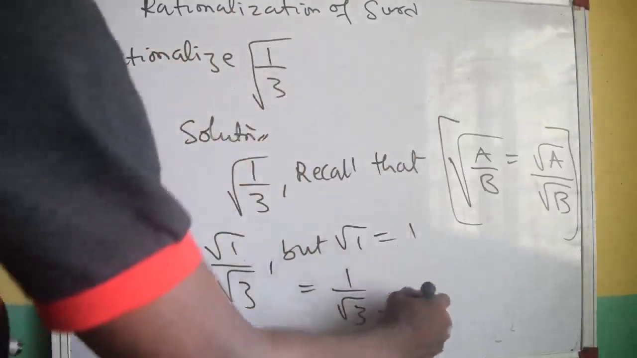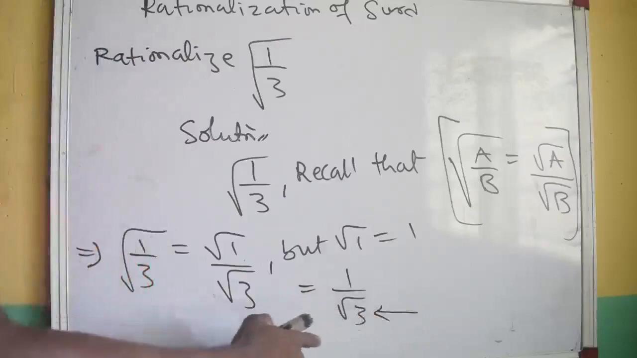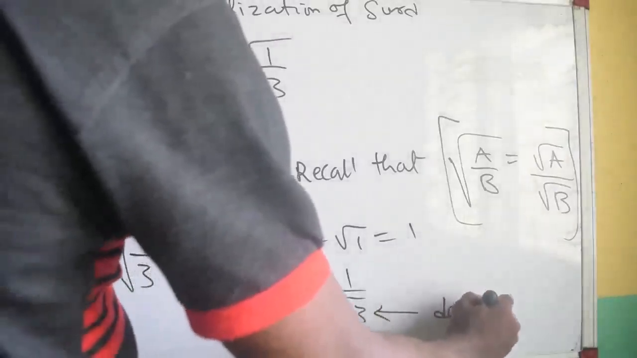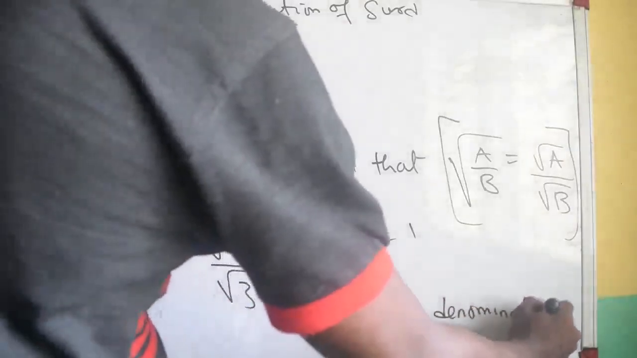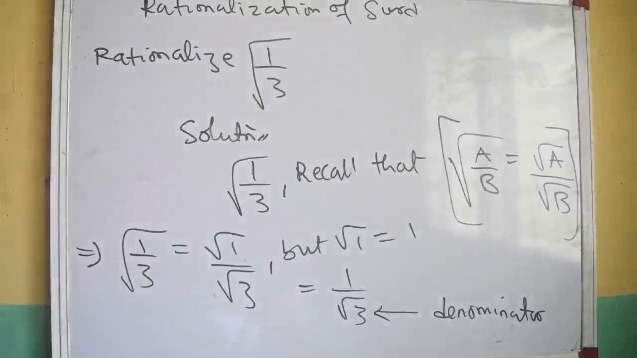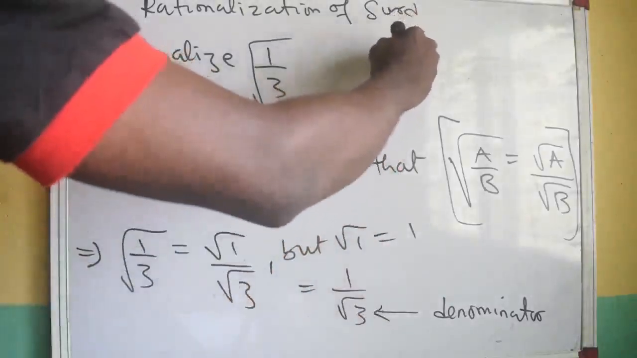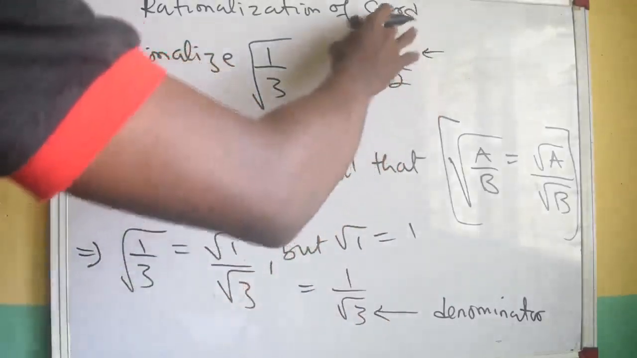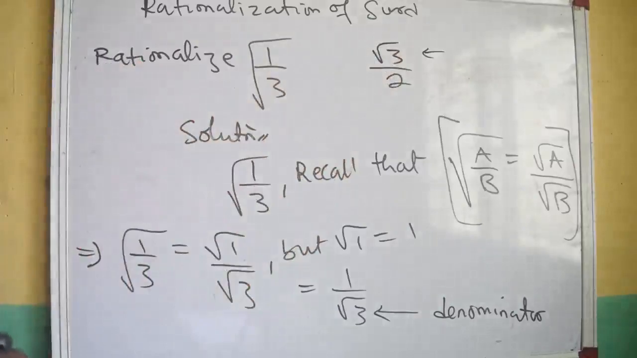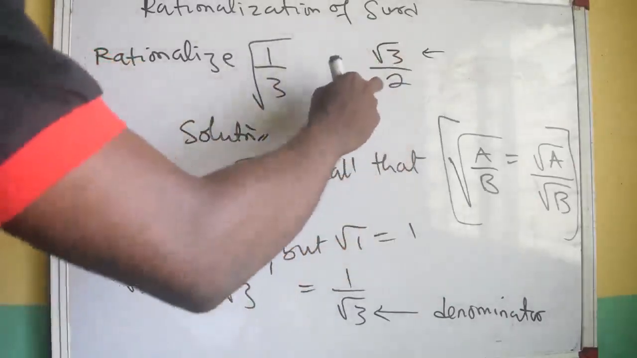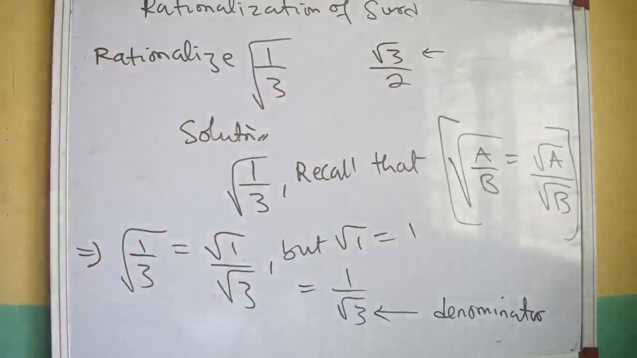The essence of rationalization is that when you have square roots at the denominator, you have to rationalize. When the denominator has a square root which is a non-perfect square, you must rationalize. But if the square root is at the numerator, you have no need to rationalize. You can only rationalize when the square root is at the denominator.